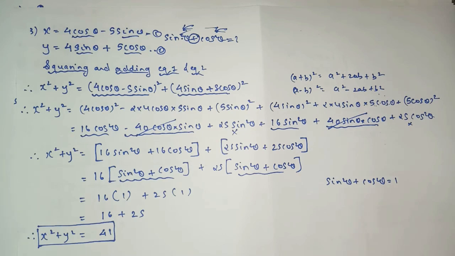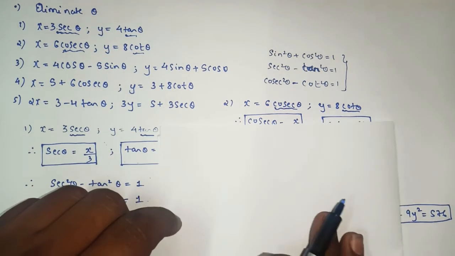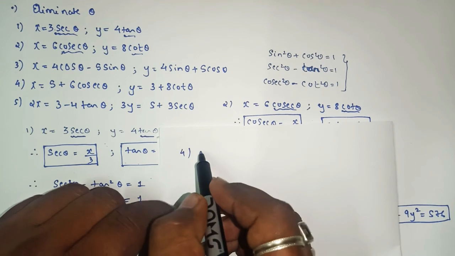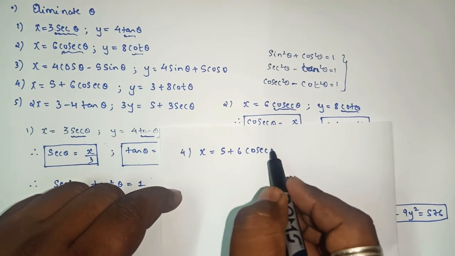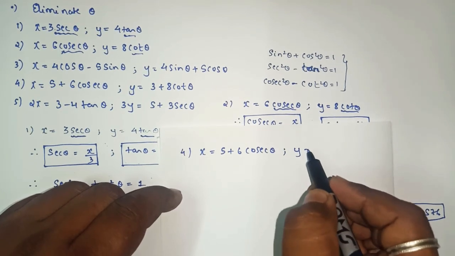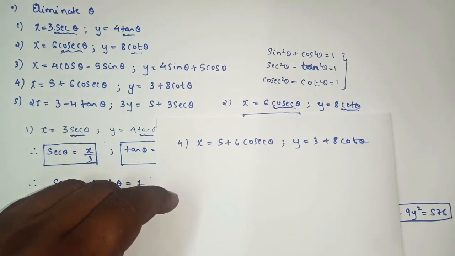Okay, so let's move on to the next sum. So the next sum here, it is what? That is x equals to 5 plus 6 cosec theta, and y equals to 3 plus 8 cot theta.